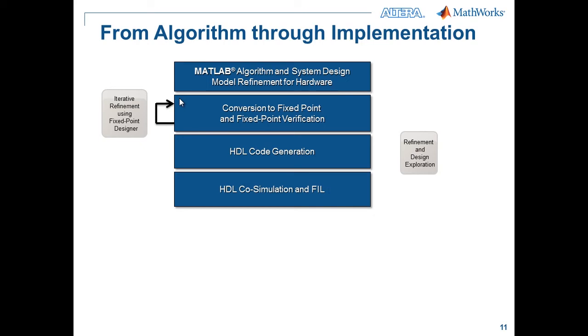Once we've generated HDL code, the next step is to go through a verification phase where we've taken the stimulus and reference results generated during the floating to fixed point conversion process, and we actually use those as a part of the verification during the HDL co-simulation. So there's a couple different kinds of verification that can be done. One is HDL co-simulation, where we run a black box version of the generated HDL code against the MATLAB source.